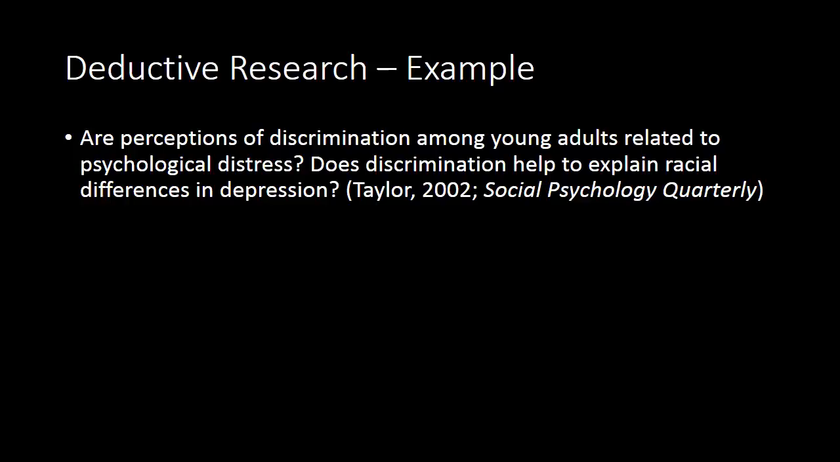And so based on the stress process theory, this researcher was able to conduct a study to form a hypothesis about one form of social stress, discrimination, and how it relates to psychological distress. So this was deductive research in the sense that there was an existing social theory. The researcher formed a hypothesis, collected data in the form of a survey, and used that data to analyze and test that hypothesis and update existing social theory.